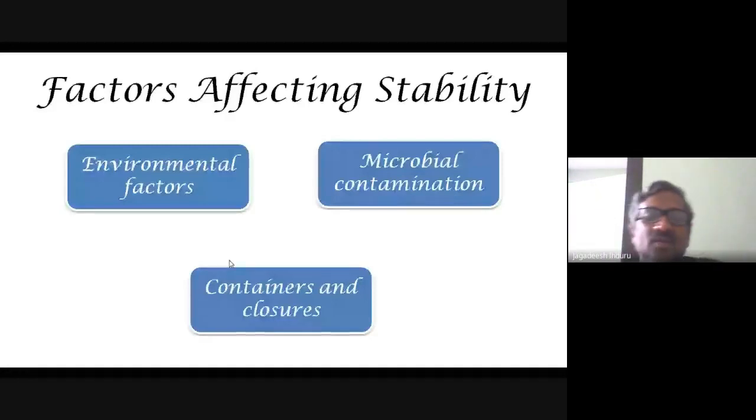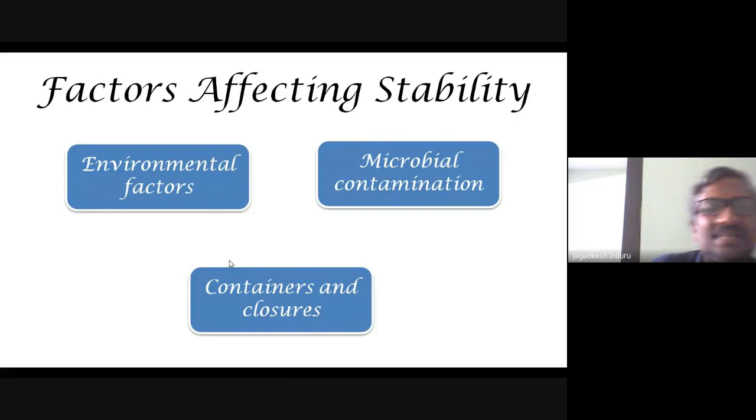So these containers and closures are going to take away our drug product by the interaction with them, which is going to cause the damage. So we need to study their suitability for usage. That will affect the stability of the product, because a container which is amber colored will reduce the effect of the light onto the product.